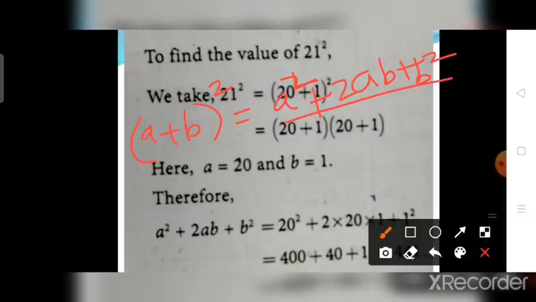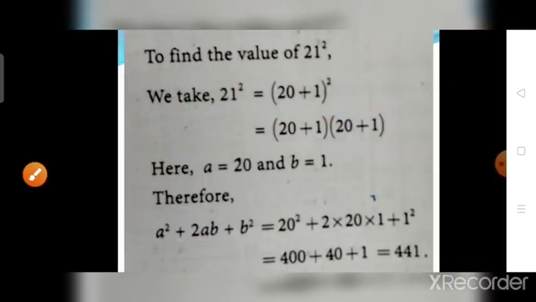Okay, how to write 21? 20 plus 1 the whole square, right? 20 plus 1 is 21, the whole square, two times. Comparing with this identity, a value is equal to 20, b value is equal to 1. Do you understand? Substitute in this identity: a squared, a value 20, 20 squared, plus 2 into a value 20, b value 1, plus b value 1 squared.